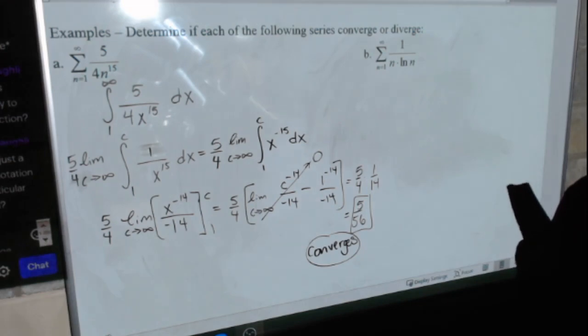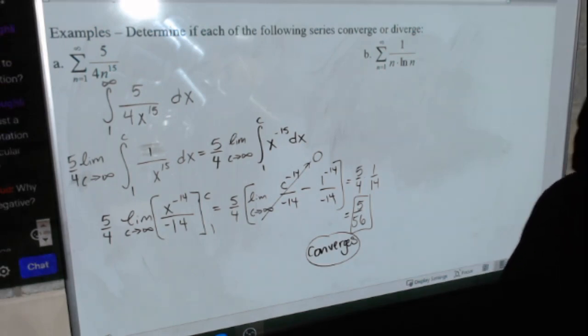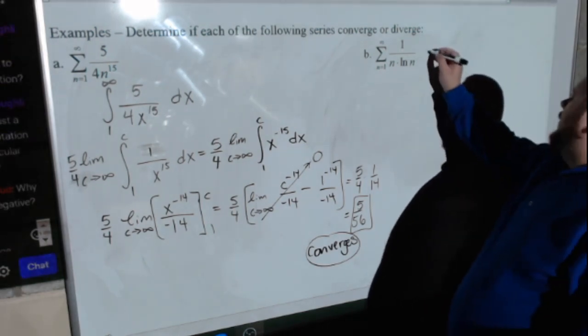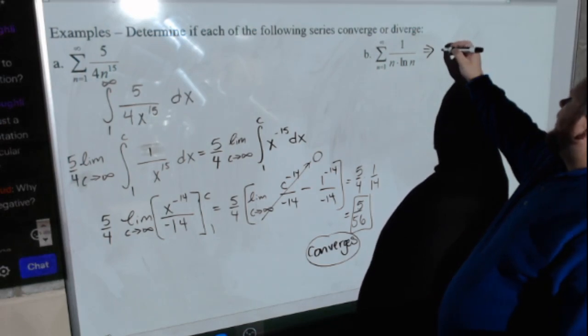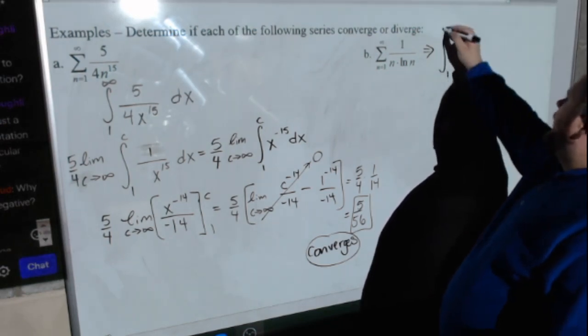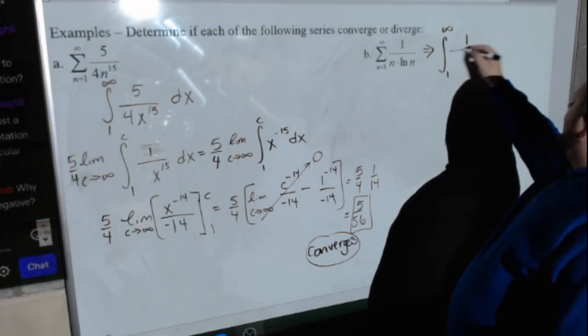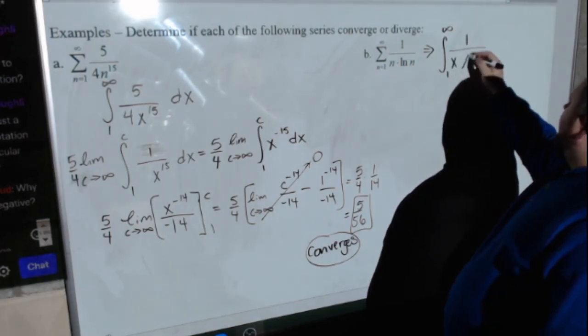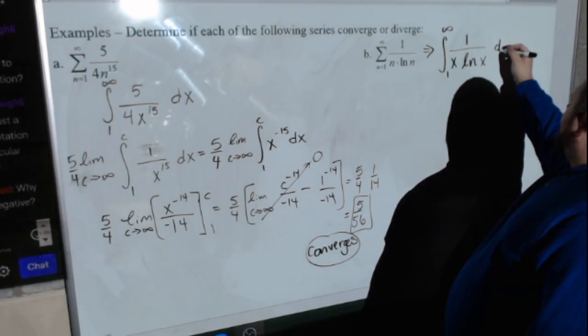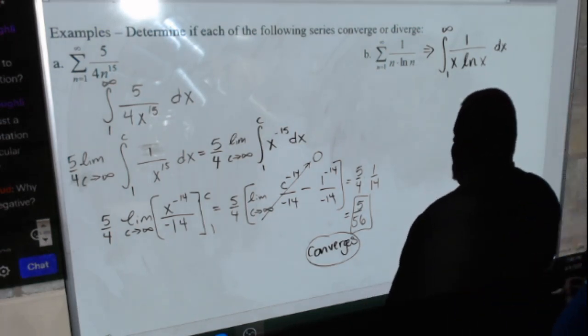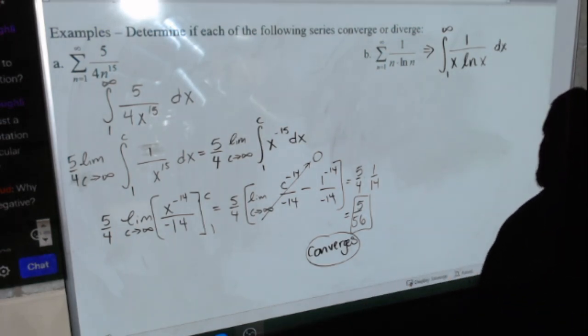All right. So now let's convert this one. All right, we want to do the integral test. So I'm going to do integral from 1 to infinity, 1 over x natural log x dx.